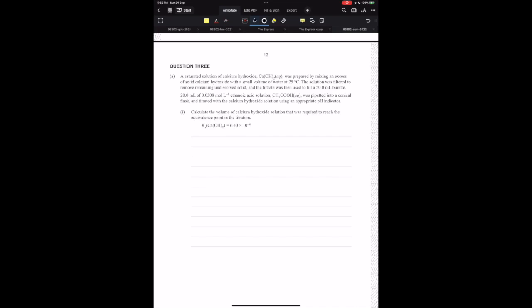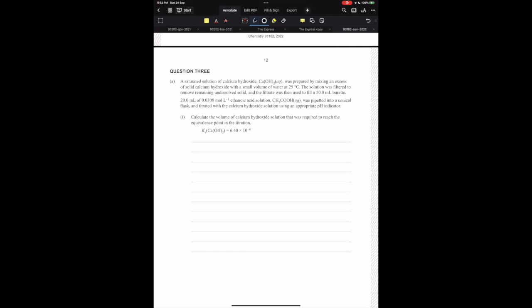A saturated solution of calcium hydroxide was prepared by mixing an excess of solid calcium hydroxide with a small volume of water at 25 degrees Celsius. The solution was filtered to remove remaining undissolved solid, and the filtrate was then used to fill a 50 mL burette. 20 mL of 0.0308 mol per liter ethanoic acid solution was prepared in a conical flask and titrated with the calcium hydroxide solution using an appropriate pH indicator. Calculate the volume of calcium hydroxide solution that was required to reach the equivalence point in the titration, and they give you the Ks value.